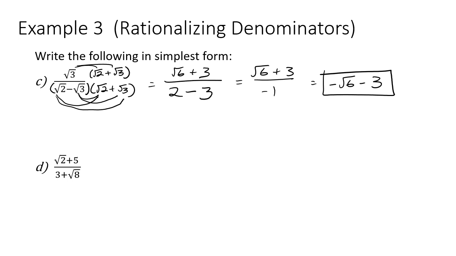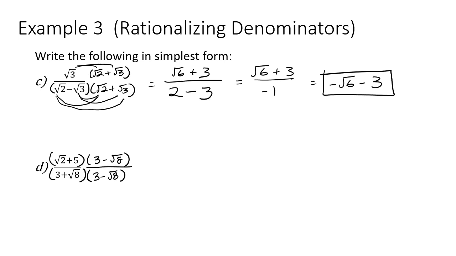And then last but not least, part D here. It's the denominator you're trying to rationalize. Don't multiply by the conjugate of the numerator. That's not going to help. So I want to multiply by 3 minus the square root of 8 on both the top and bottom to keep the fraction balanced.